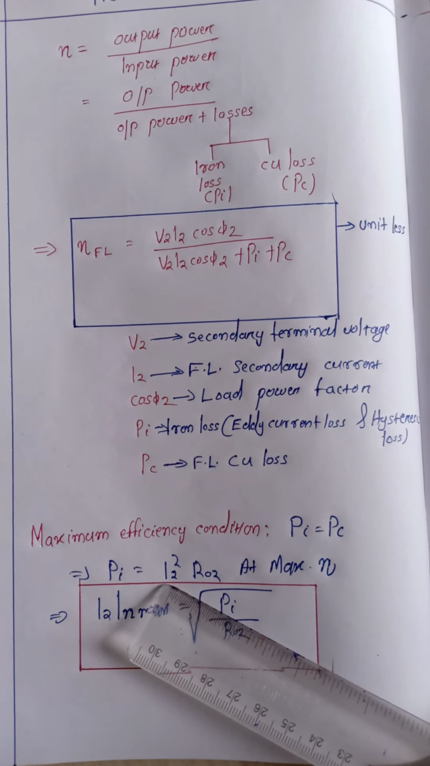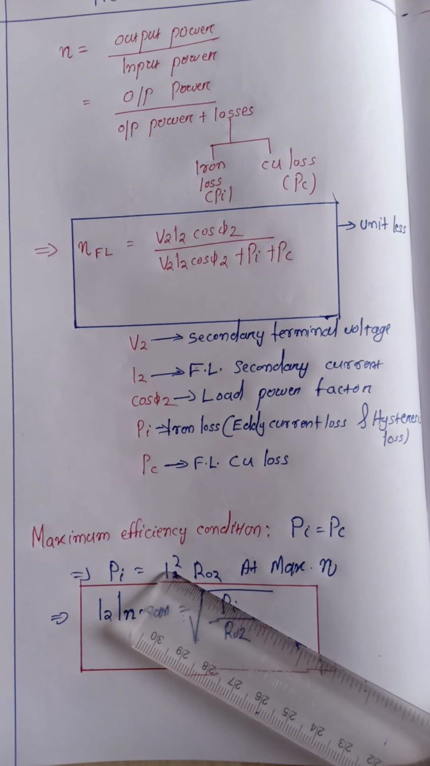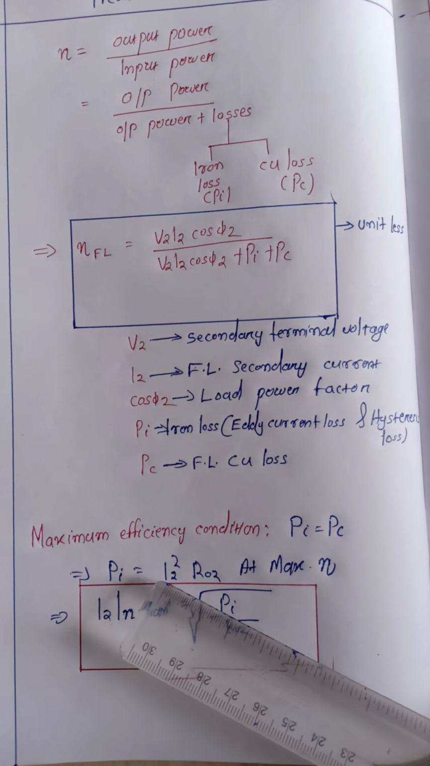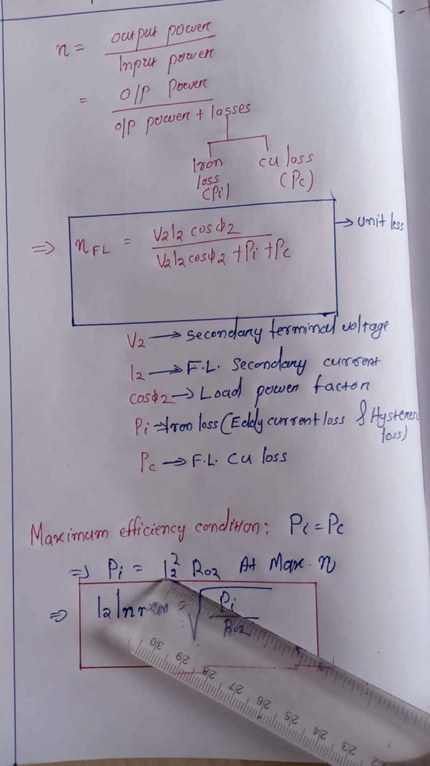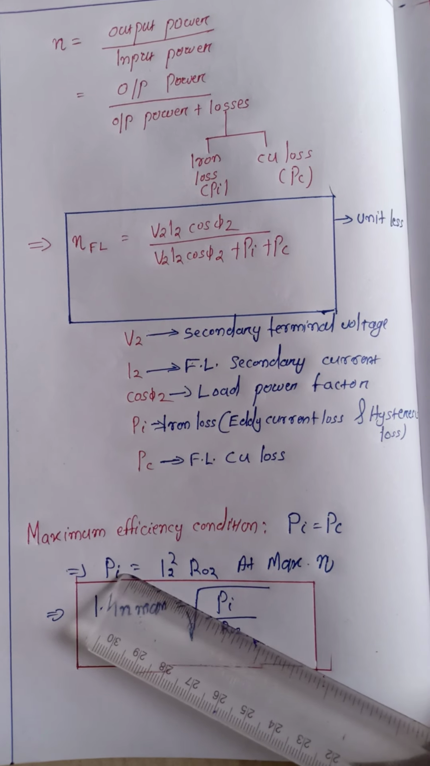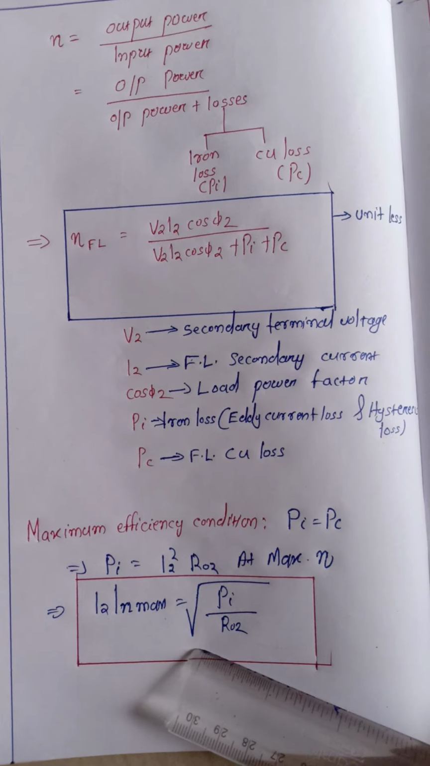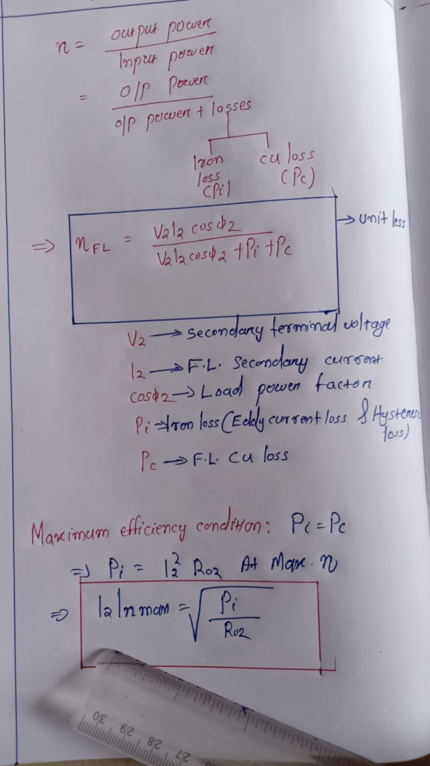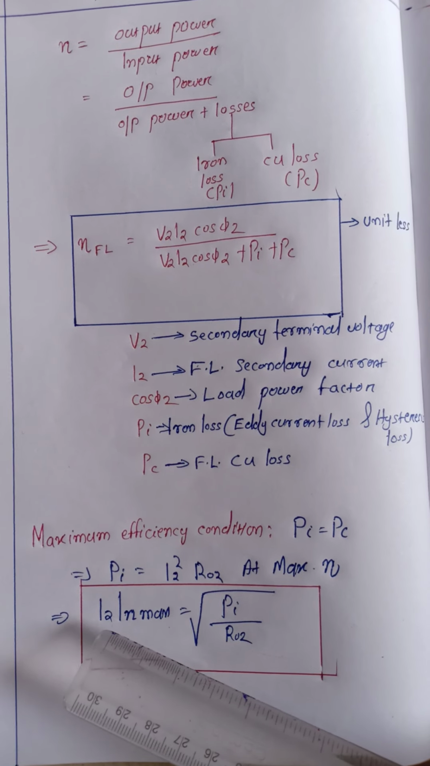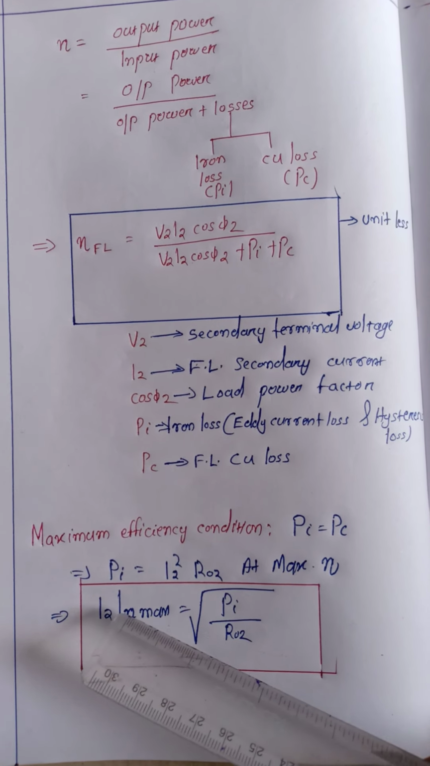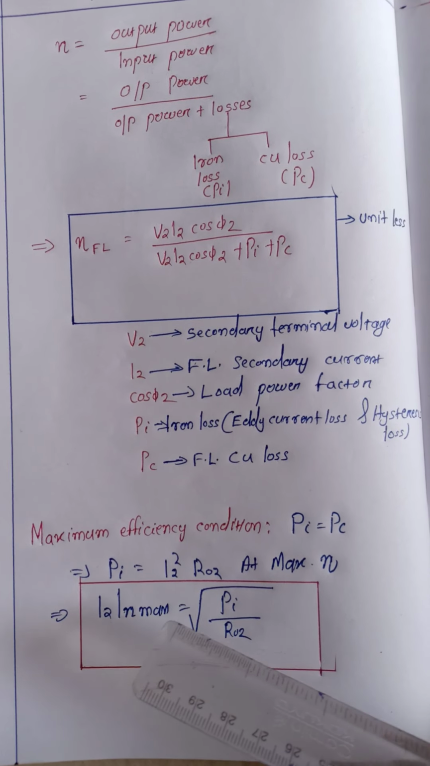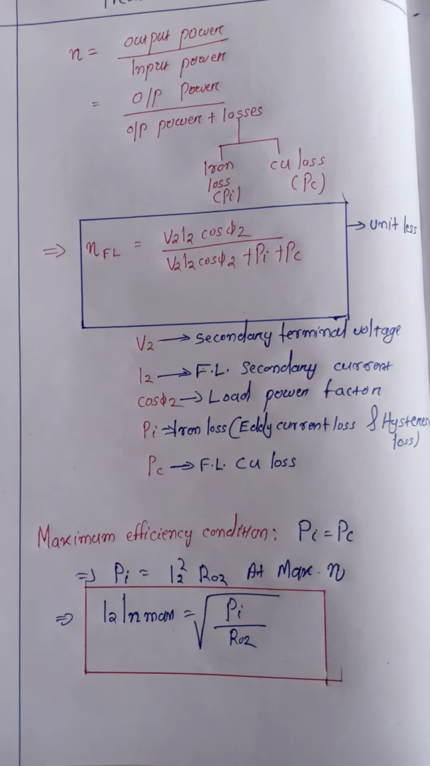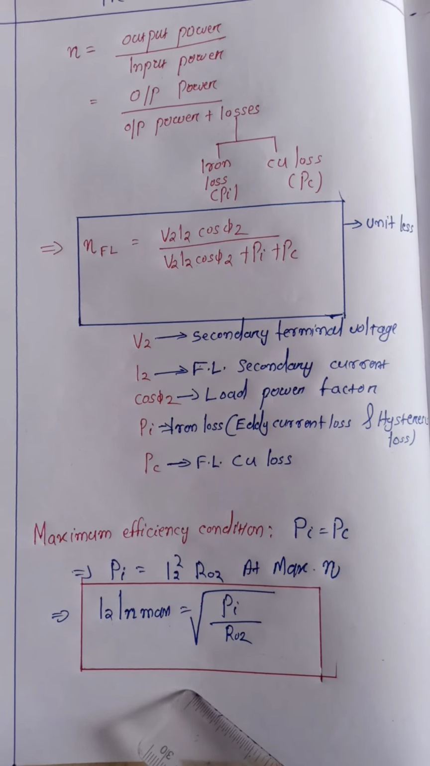So what is this I2? This I2 is the load current when efficiency is maximum. So what is the value of the load current at maximum efficiency? This is the square root of Pi divided by R02. So this is a very important equation, that is, the value of secondary current at maximum efficiency is the square root of Pi upon R02. So you remember this condition and this equation.